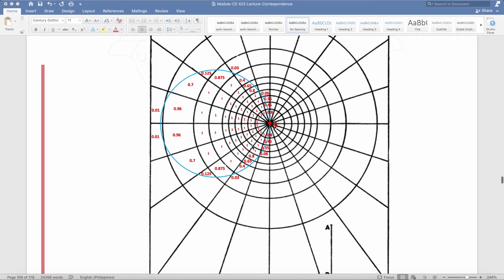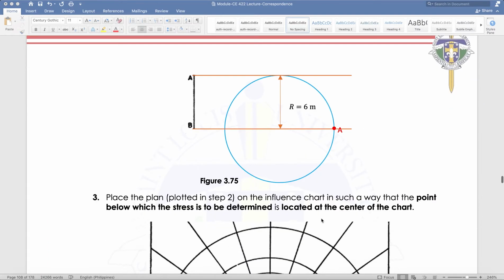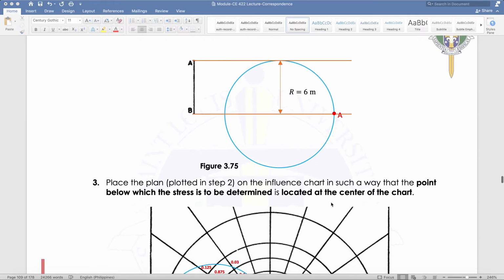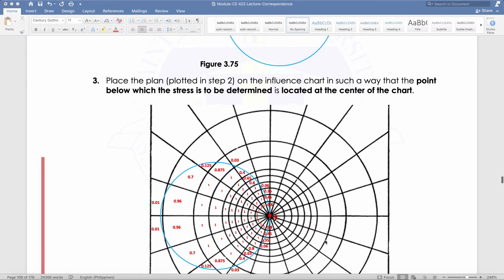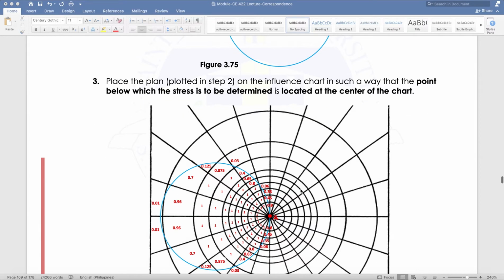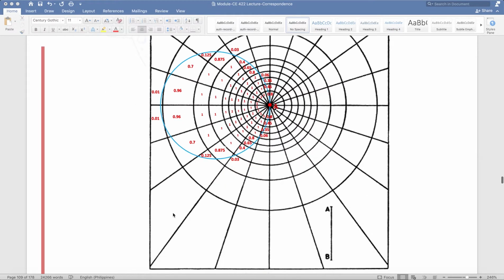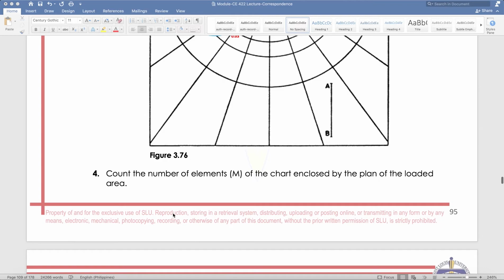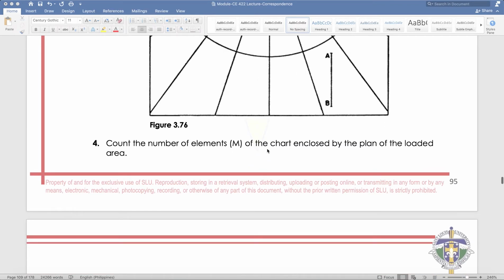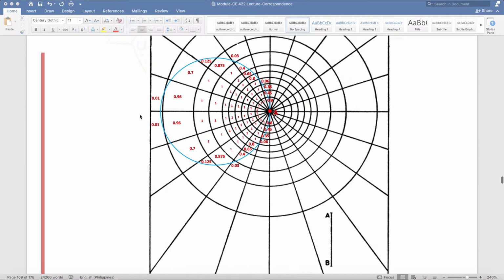Okay, so pag na-draw mo na yung circle mo, etong acetate natin, itatapat natin itong gitna nitong Newmark's chart or itong influence chart natin dito sa A. So, I repeat, ang pinatong natin dito is yung acetate. So, we can now determine our M. Count the number of elements of the chart enclosed by the plan of the loaded area. So, i-zoom natin.